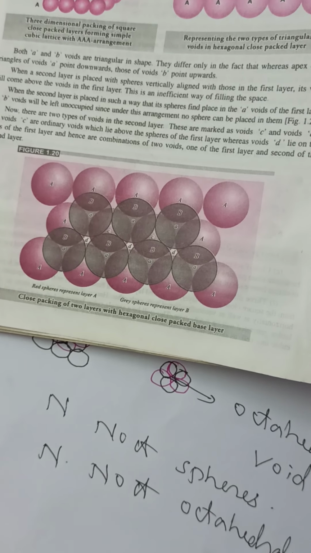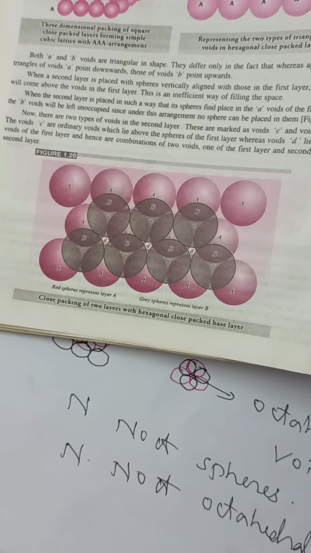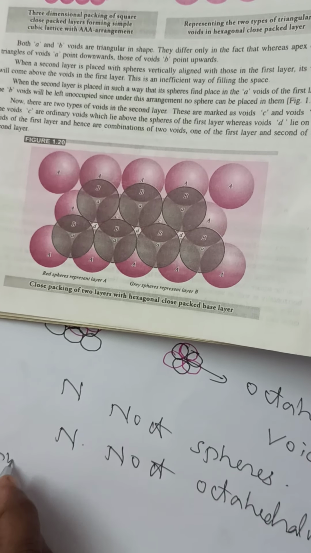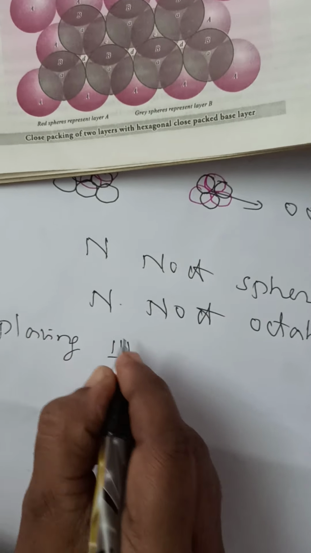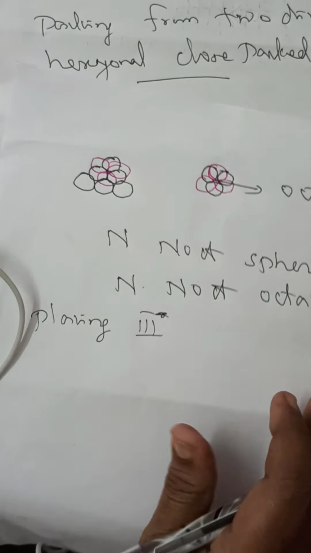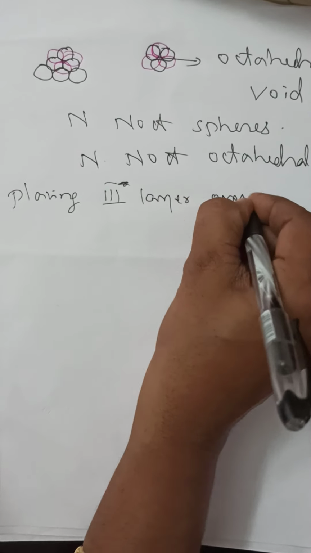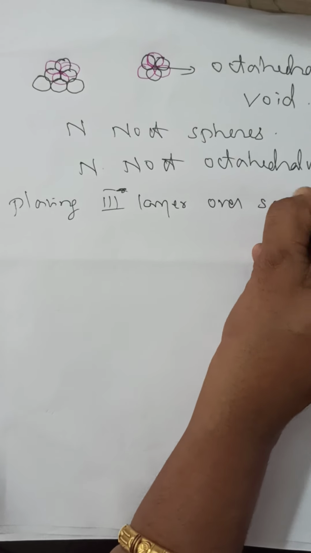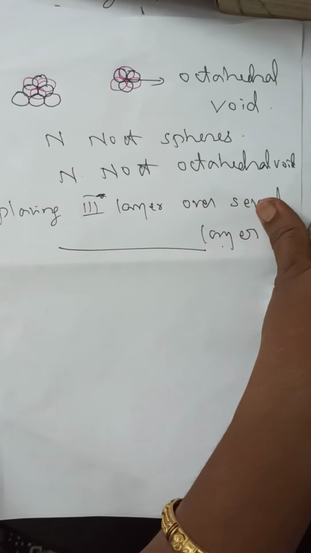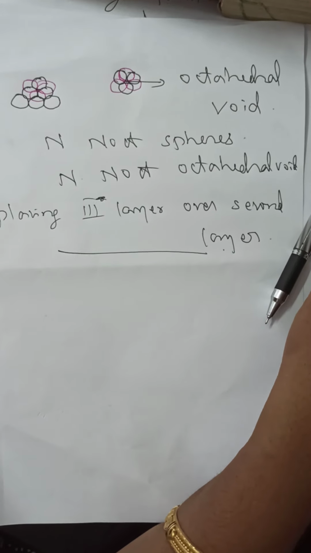Now we are going to see the three-dimensional arrangement, close packing in three-dimensional arrangement, but with the third layer coming, placing the third layer over the second layer. There are two ways to arrange the third layer over the second layer.